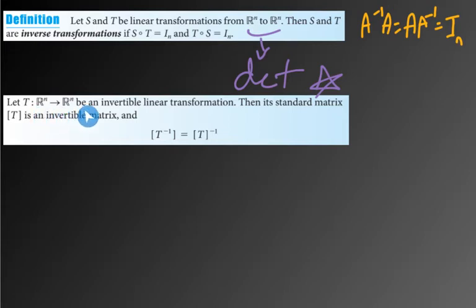And then here, if T from Rn to Rn is an invertible linear transformation, then its standard matrix is an invertible matrix, and this is saying that the standard matrix of the inverse is the inverse of the standard matrix. Which is kind of a funny thing to say, but basically, the way we found matrix inverses before is what we would use to find these. So not super brilliant statements there, but I did want you to at least see these. This is the formalism for what an inverse transformation is.